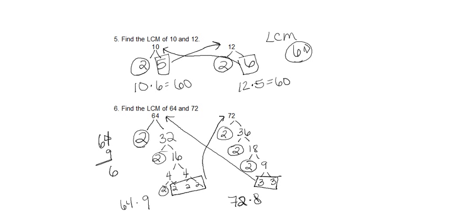9 times 4 is 36. Carry the 3. 6 times 9 is 54. Add 3. Should be a 576. And the 72 times 8. 8 times 2 is 16. Carry the 1. 8 times 7 is 56. Plus 1 is 57. So we see our LCM is 576.